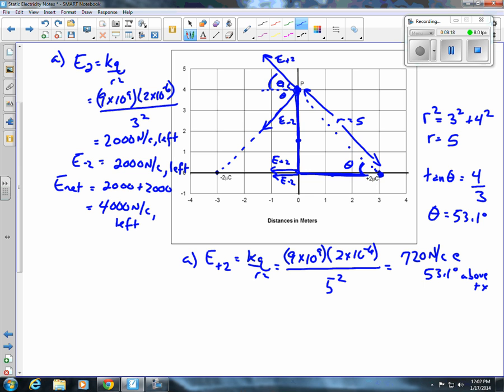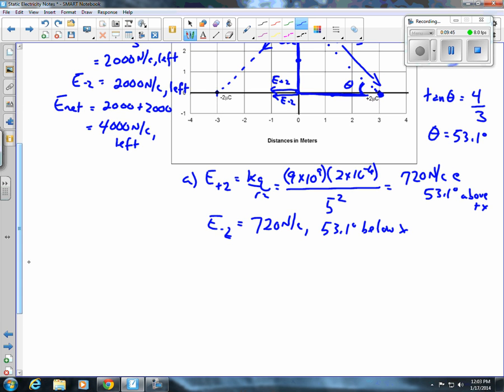Now, E for the minus 2, everything is the same, okay? We still have a charge of 2, it's the same distance away, so I know the amount of this one is going to be 720 newtons per coulomb. And the angle is still going to be 53, but it's below x, so 53.1 degrees below x.